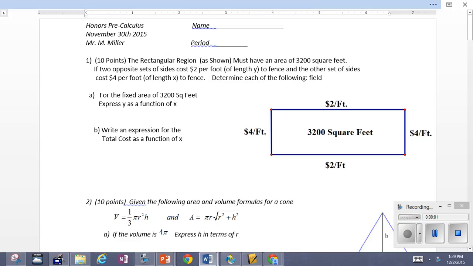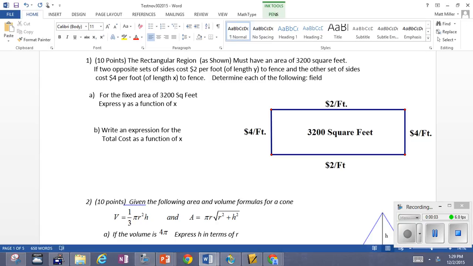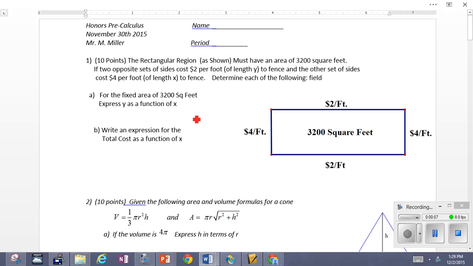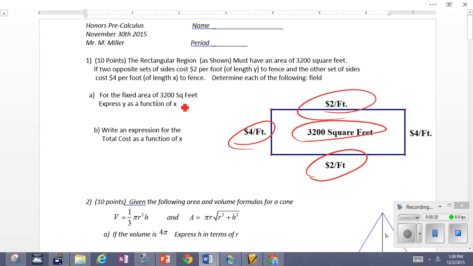Guys, we're going to look at this test that you just took and show you what you needed to do to find success on this. Okay, so let's look at the problem. We got this rectangular lot as shown here. Fencing costing different on opposing sides. The area is to be fixed at 3,200 square feet.